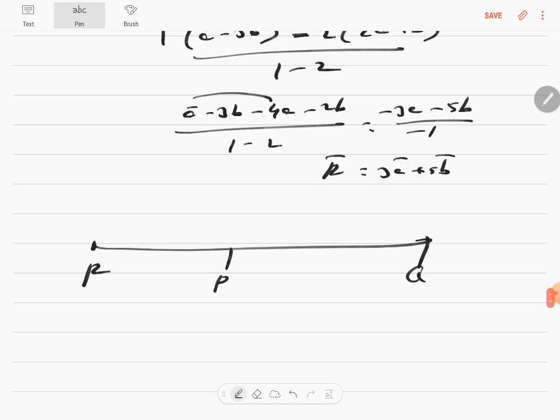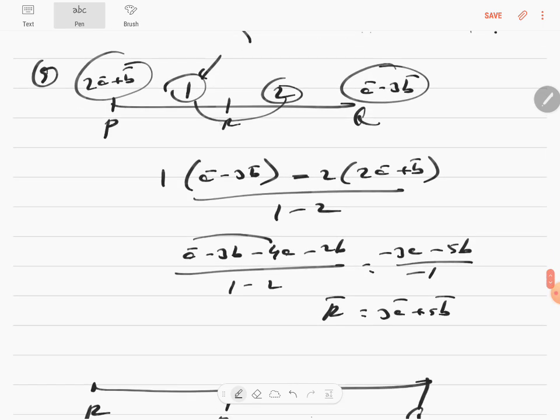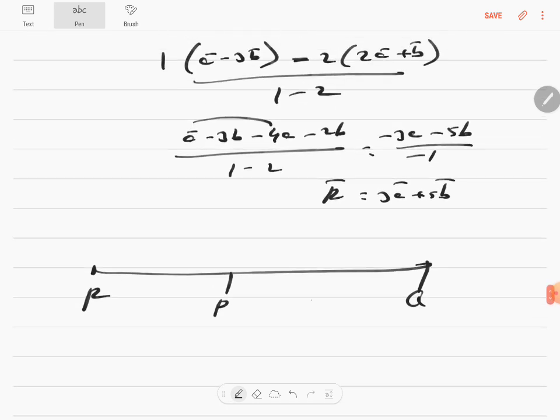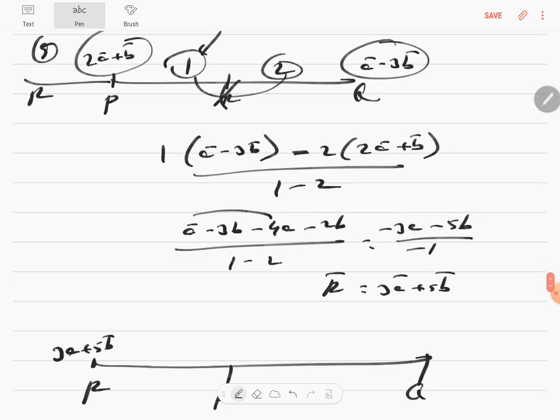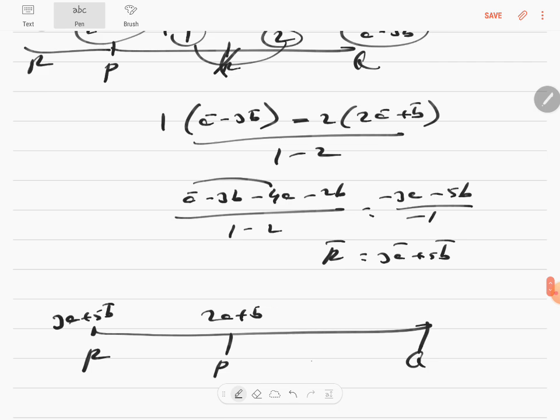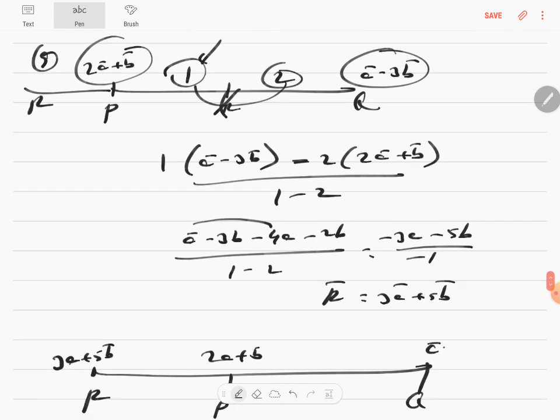P is the midpoint of RQ, so it is going to divide externally. The R has to be here. That's understood now. Okay, so then write R here, 3A plus 5B. Write P here, which is 2A plus B. Write your Q vector, which is A minus 3B.